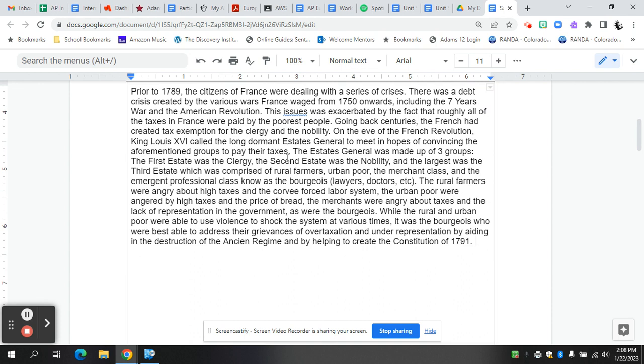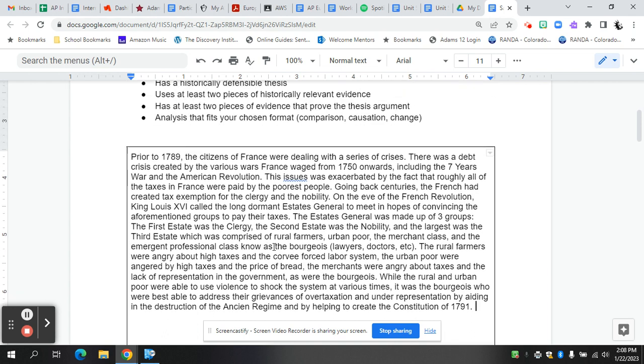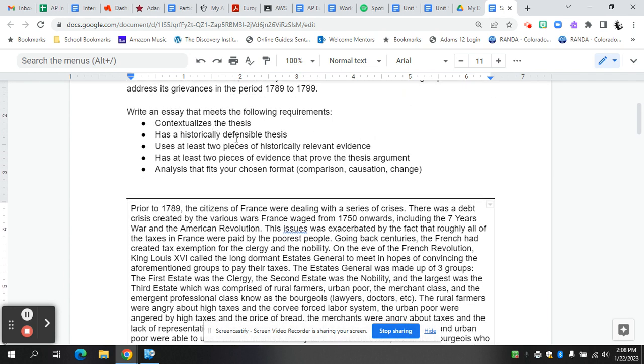I've got my historical context. I've set up the French Revolution, why it's occurring. I've utilized this idea of the debt crisis and funding all of these various wars and everything else as a nice linking piece to the overtaxation grievance that we know existed during this time period. I have successfully listed out all the different groups of people within the third estate. And I have said that of all the groups, I think it's the bourgeoisie who are best able to address their grievances because they're going to aid in the destruction of the Ancien Régime and they are helping to create a constitution, right? So I have created a historically defensible thesis.